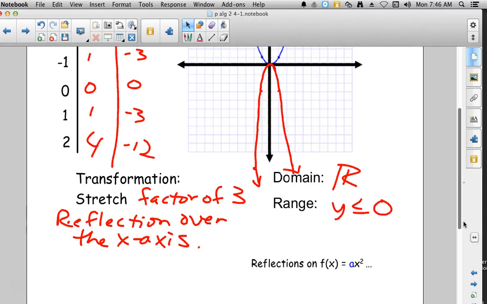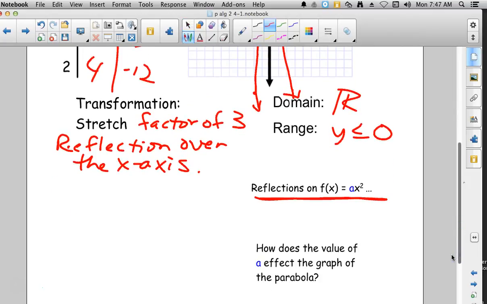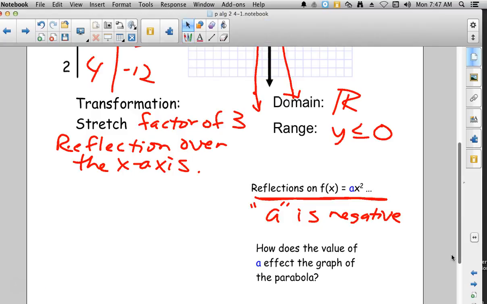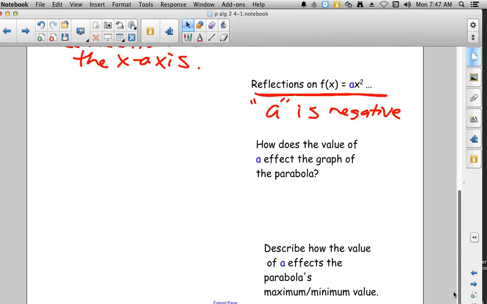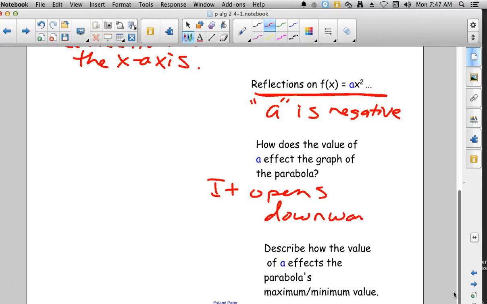So you'll notice down here, we're talking about reflections. F of x equals ax squared, we're going to see that a is negative. And that will give us a reflection over the x-axis. So when we see that, we should be thinking right away, oh, this one's going to go down. And then we check the numerical value. Is it a number that's bigger than 1? Well, it's going to be skinnier. And if it's a fraction between 0 and 1, well, then it's going to be a little wider. We just picture that. So this is, how does the value of a affect the graph of the parabola? It makes it go down. It opens downward.